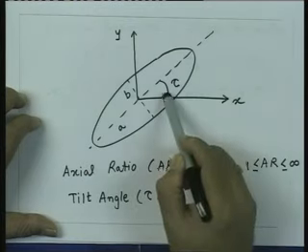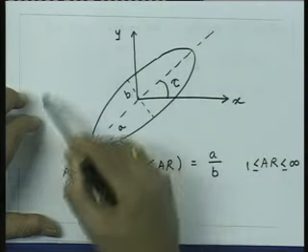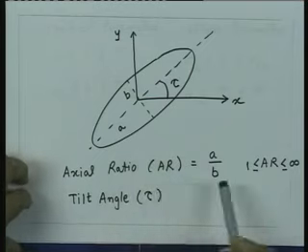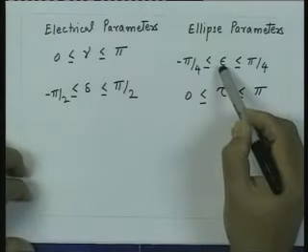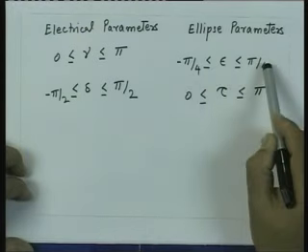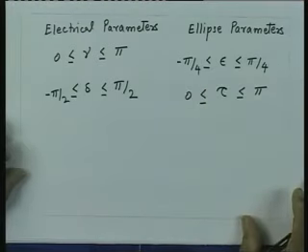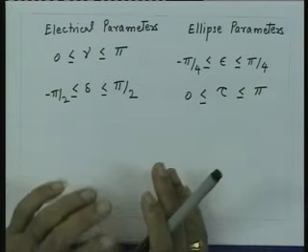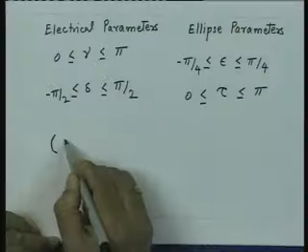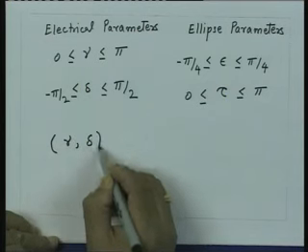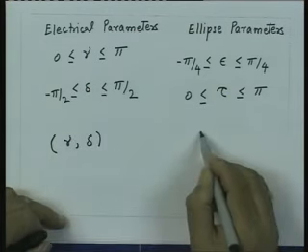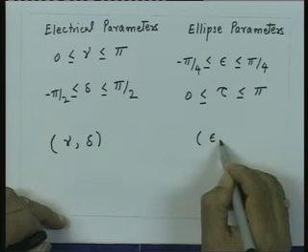So, essentially the range for tau is from 0 to pi, and as we define the axial ratio which goes from 1 to infinity, we have got the range for the epsilon which is from minus pi by 4 to plus pi by 4. So, now essentially we are defining the state of polarization of an electromagnetic wave by an angle pair which is gamma and delta, and another pair of angles which is epsilon and tau.